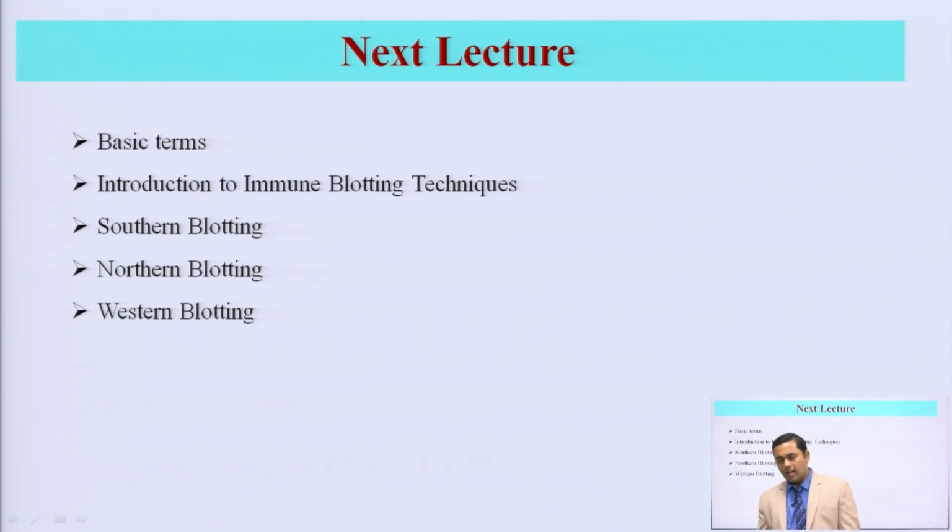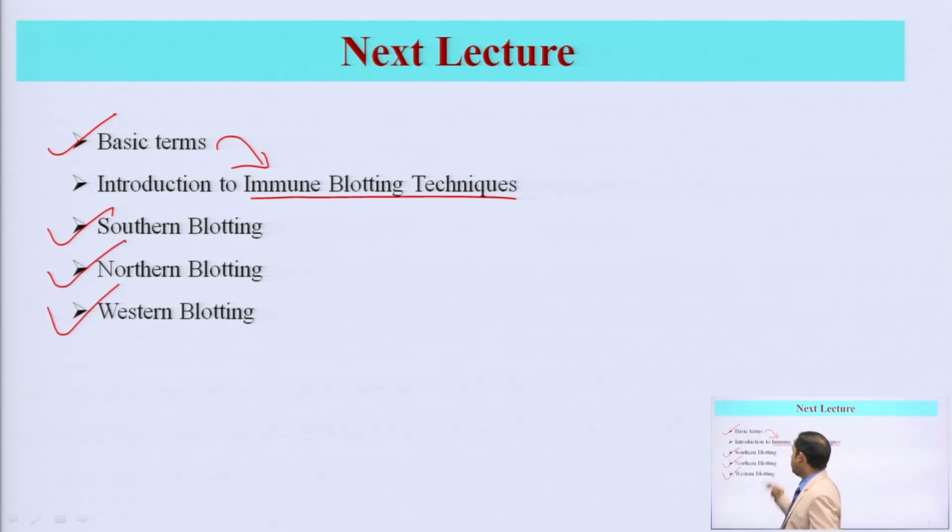In the next lecture, I am going to tell you something more interesting, some more advanced techniques by which you can test and diagnose the presence of some protein or some DNA or RNA in a certain mixture. I am going to tell you again some basic terms, then I will tell you how these basic terms are involved in blotting techniques. Then I will tell you about southern blotting, northern blotting and western blotting. So, these are the few interesting things we are going to learn in the next lecture.